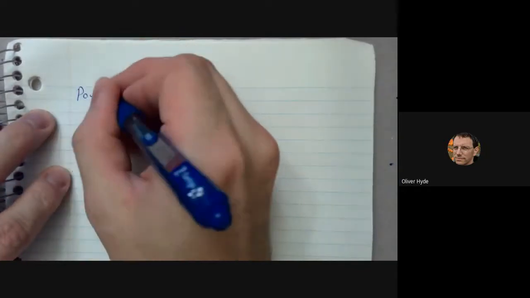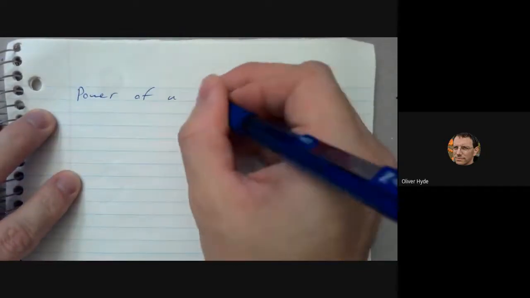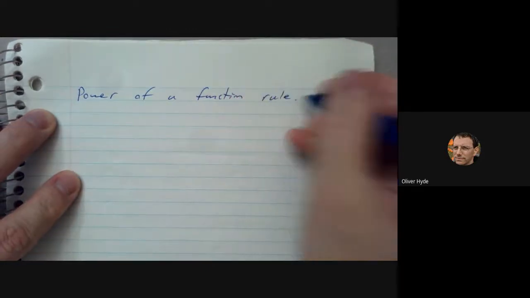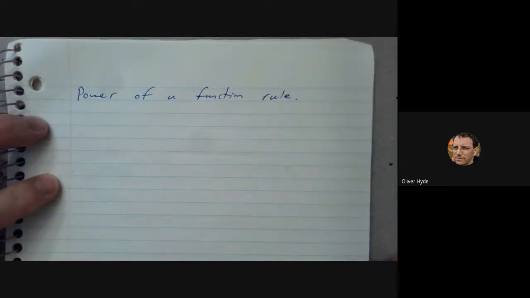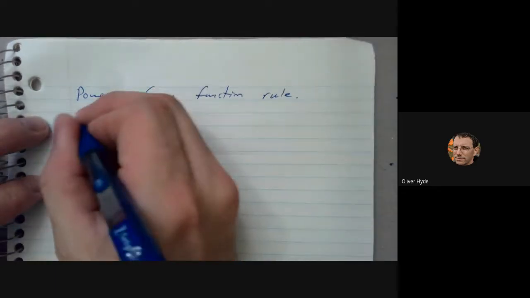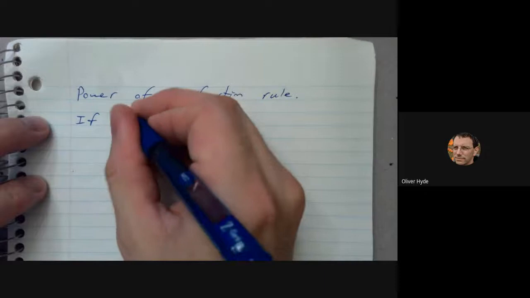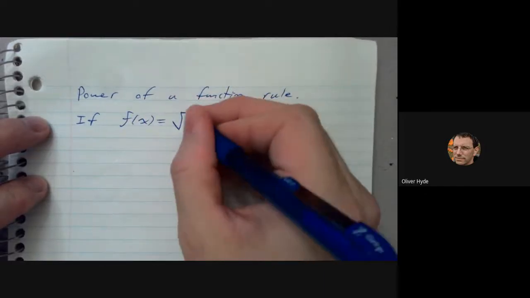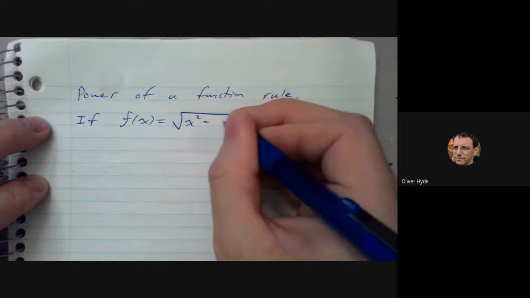Okay, so let's just take a look at the power of a function rule. Just another example or two of a function rule. And I think, you know what, we didn't really have any radical symbols here. Let's say if f of x is the square root of, let's just do x squared minus 5x.